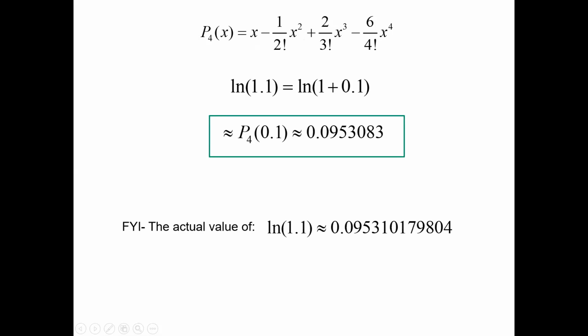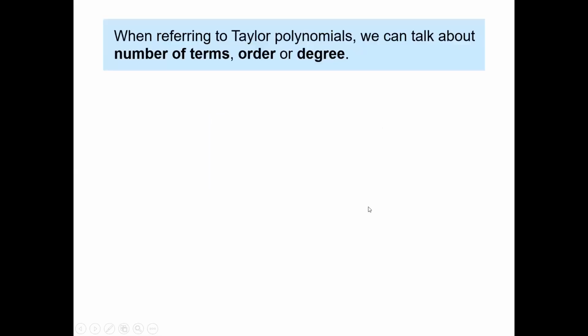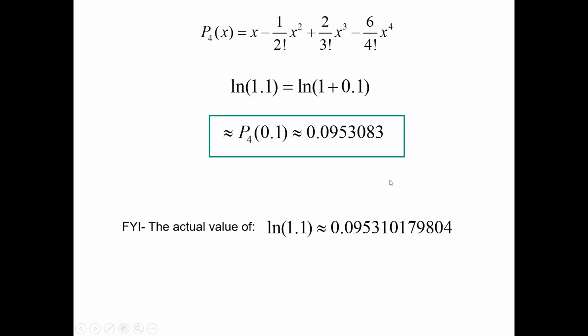The actual value, if you were to plug into your calculator the natural log of 1.1, would give you 0.0953101 and so forth. Do you see that these are pretty close? So that fourth degree polynomial was a pretty good approximation. Here's the actual value down here. And then, here is our approximation using the fourth degree.